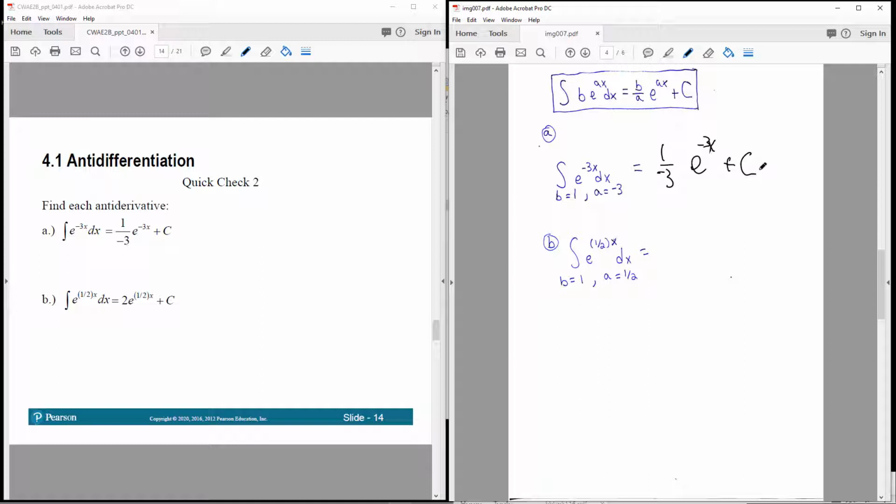The next one there, my a is 1/2, and my b is 1. So when I put this in, I'm going to have b over a. I'm going to have 1 over 1/2 e to the a, which is 1/2 x, plus c. Make that look pretty. So I have 2e to the 1/2 x plus c. And that's my final answer there, that one.